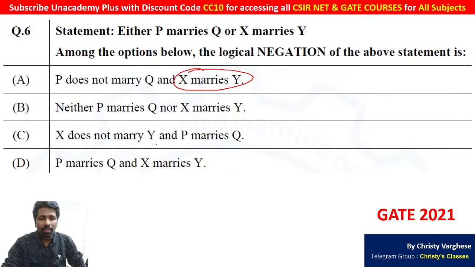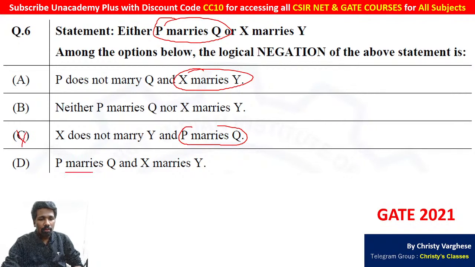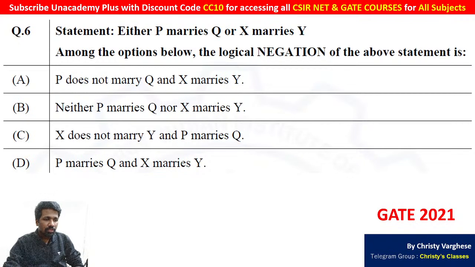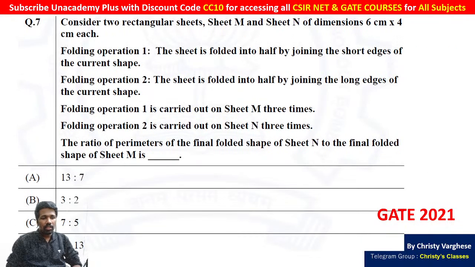X does not marry Y and P marries Q. P marries Q again, so negation is not established. So option C is wrong. P marries Q and X marries Y. Negation is not established in both the cases. That is why option D is also wrong. So only option B can be correct. I hope it is clear to all of you. If so, let us try the next question.